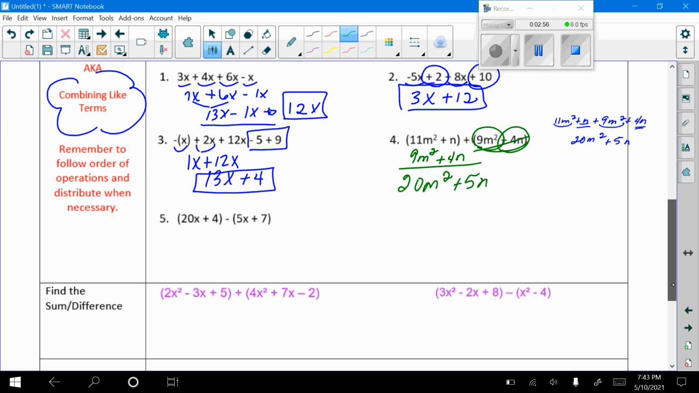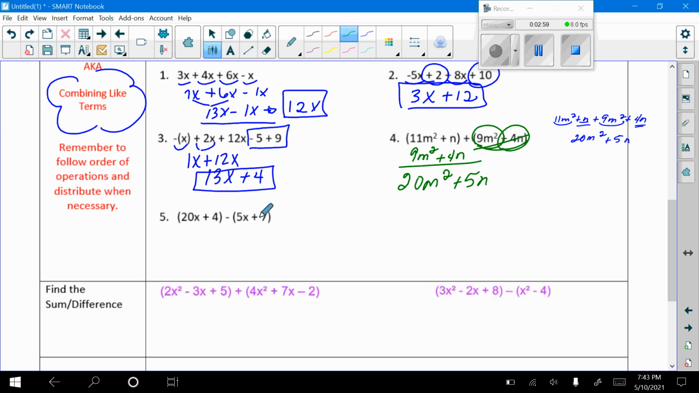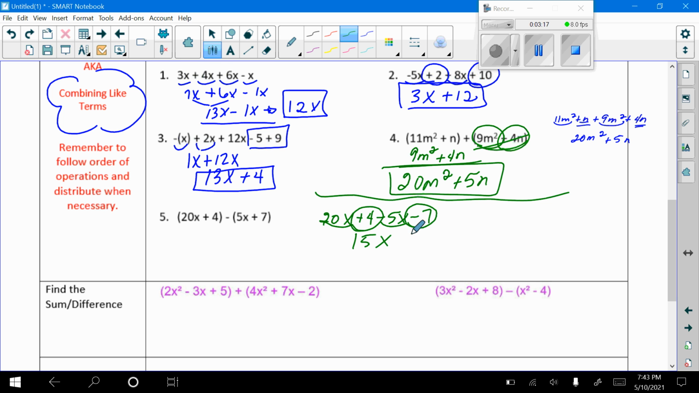Same thing with number 5. I can either do the horizontal, but if I do the horizontal, I'm going to have to distribute this negative and then have it be 20x plus 4 minus 5x minus 7. And from there, combine like terms. And I would end up with 15x. 4 minus 7 would be negative 3. However, I could go ahead and do that distributive piece and say it's going to be negative 5x and then minus 7 right underneath, and also get 15x minus 3. Your choice. But you still have to remember to distribute that negative, either way.